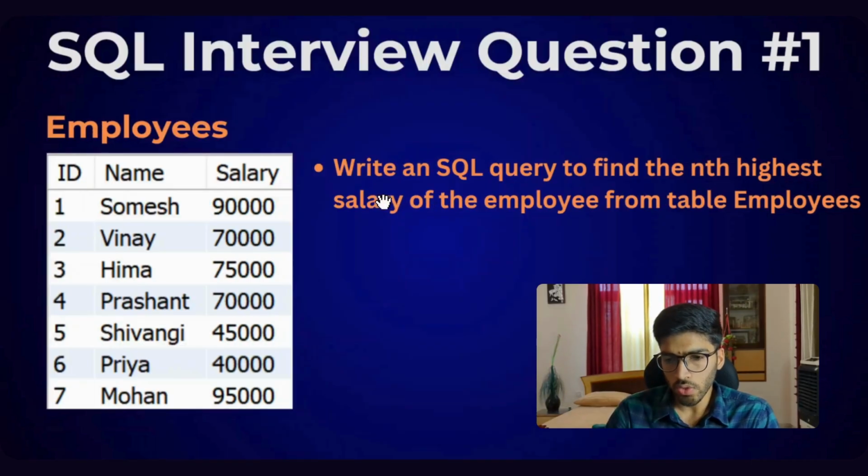Okay, so the first question says we have to write an SQL query to find the nth highest salary of the employee from the given table employees. On the left hand side you can see we have a table employees with three columns: ID, name and salary. Based on the third column, the salary column, we have to find the nth highest salary of the employee. Now it could be the second highest, third highest or fifth highest based on the interviewer.